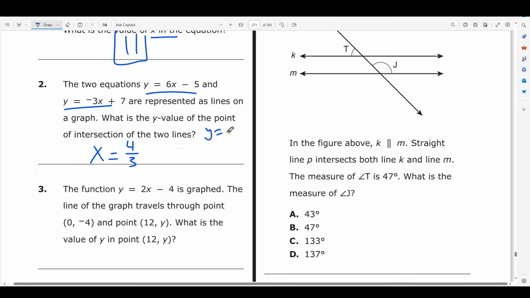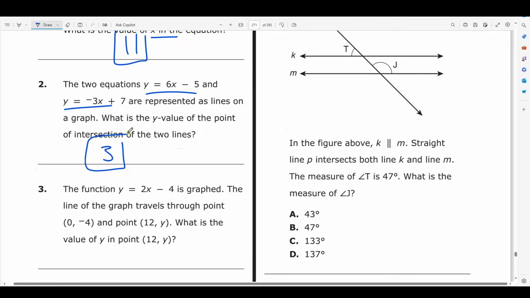If y is equal to negative 3x plus 7, and my x is equal to 4/3, that's the same thing as saying y is equal to negative 3 times 4 over 3 plus 7, right? This cancels out, this cancels out. I can take a 3 away from both of these, so I'm left with negative 1 times 4, which is negative 4, and that's being added to 7, right? So negative 4 plus 7 is equal to 3, so my y is equal to 3, which is the y value of the point of intersection. So here, y is equal to 3, and that's going to be my answer, right?